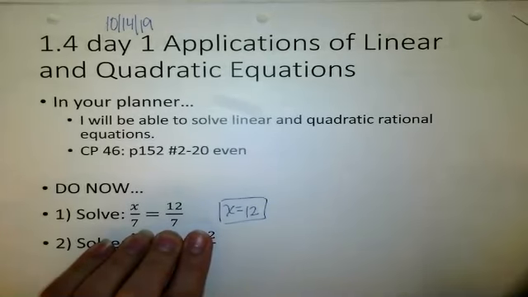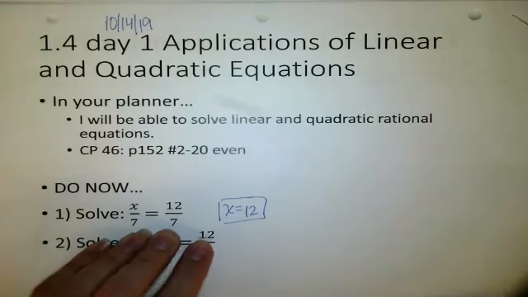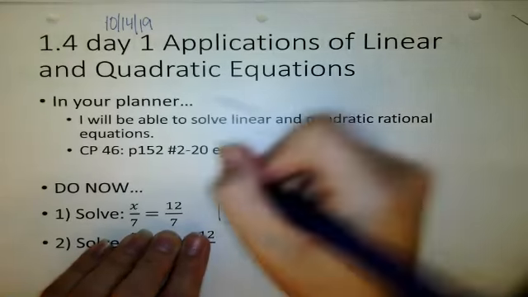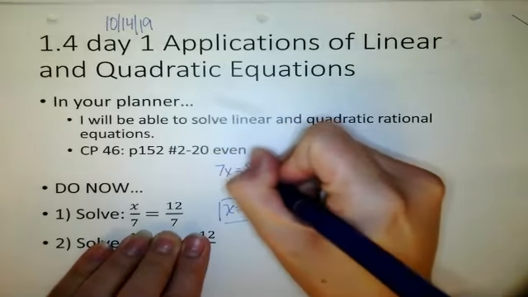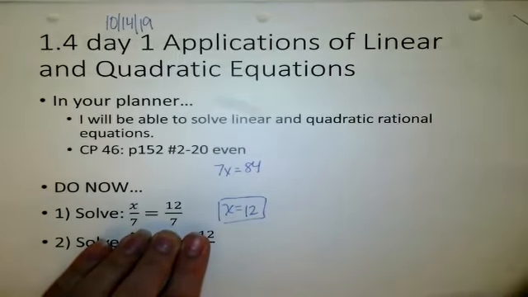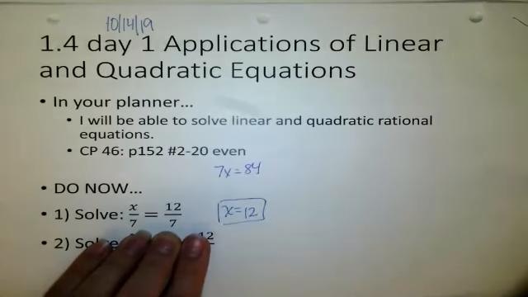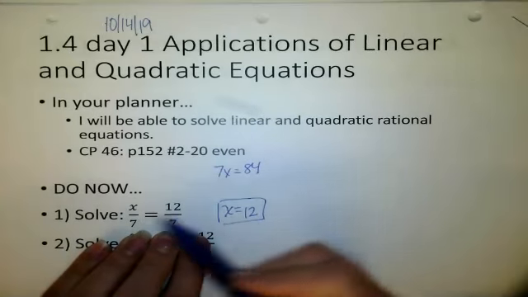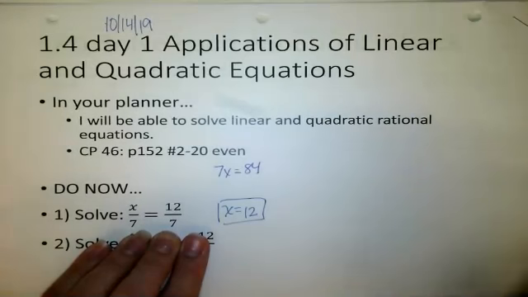I heard three things. I heard cross multiply. If you cross multiply, you get 7x equals 84, and then you can divide by 7 and you get x equals 12, right? I heard multiply through by 7, which would be the LCD method. You multiply through by 7. Sure, same as cross multiply.